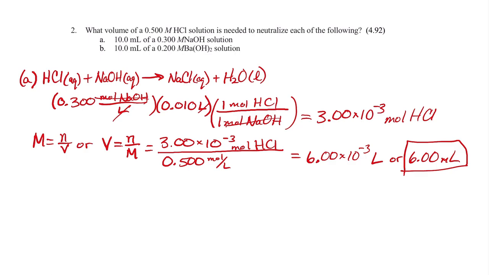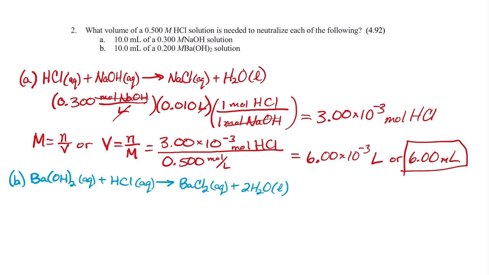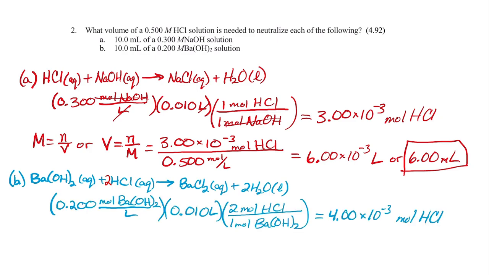We set up problem B the same way with a reaction to start with. This reaction I'm noticing is not balanced. This should be a 1-to-2 ratio of barium hydroxide to hydrogen chloride. So I'm going to write in a 2 there to make this balanced. And that will create 1 barium chloride and 2 waters.